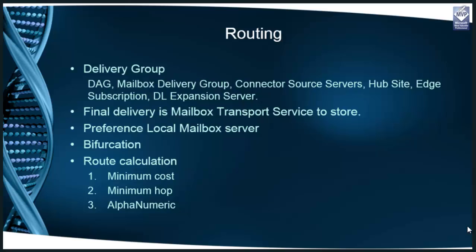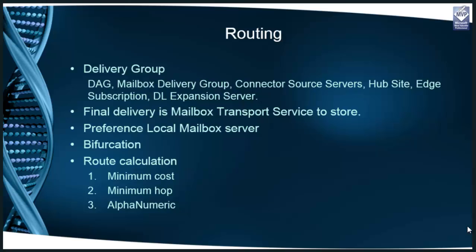Now we're going to talk about the routing. In Exchange 2013, we have delivery groups, which is a way to generalize mail routing to help improve efficiency and attempt to deliver a message as close to its destination as possible. A delivery group could be a DAG, mailbox delivery group, connector source servers, hub sites, edge subscription. So edge subscription is only to the servers which subscribe to the edge. So edge will deliver to those servers only. That's another delivery group. The DL expansion server.